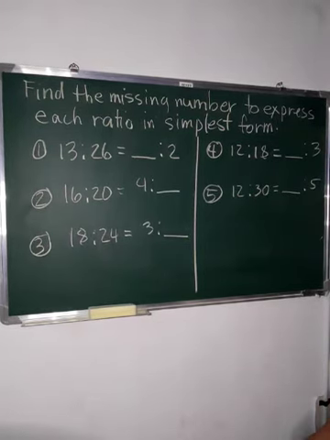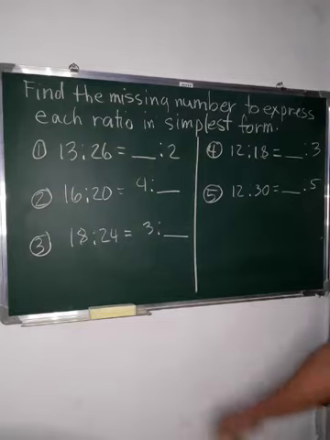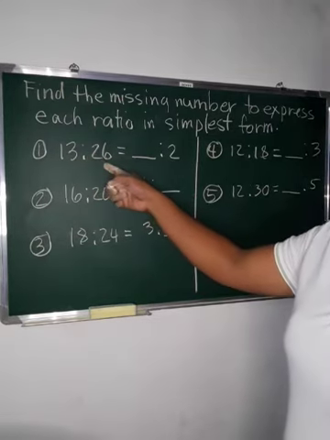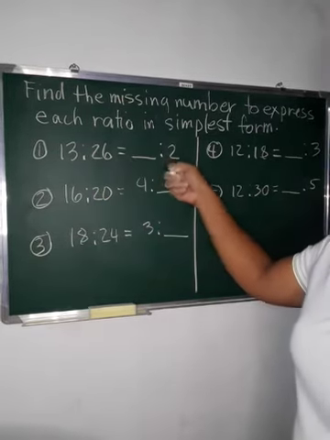So, hello everyone. Our lesson for today is finding the missing number of a ratio to express in simplest form. Okay, so we have here 5 examples. So example number 1, 13 is to 26 is equal to blank is to 2.